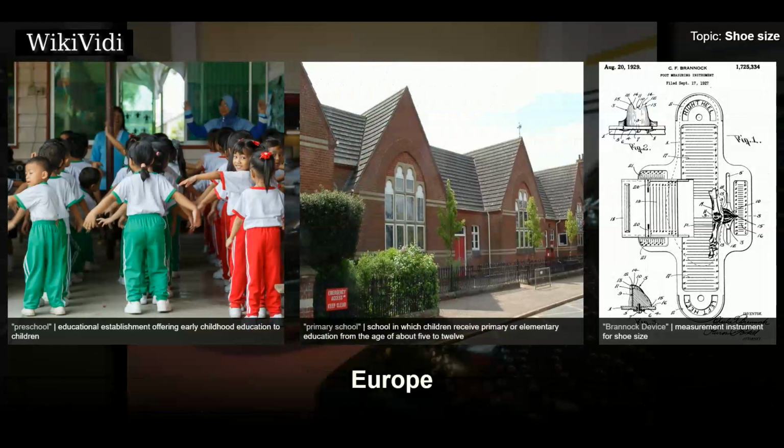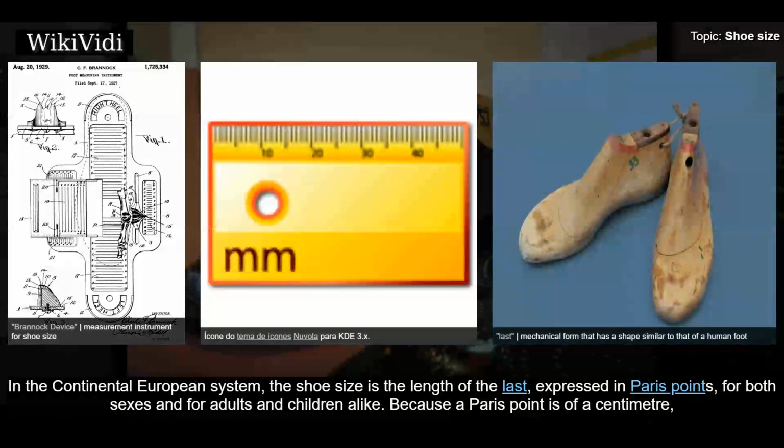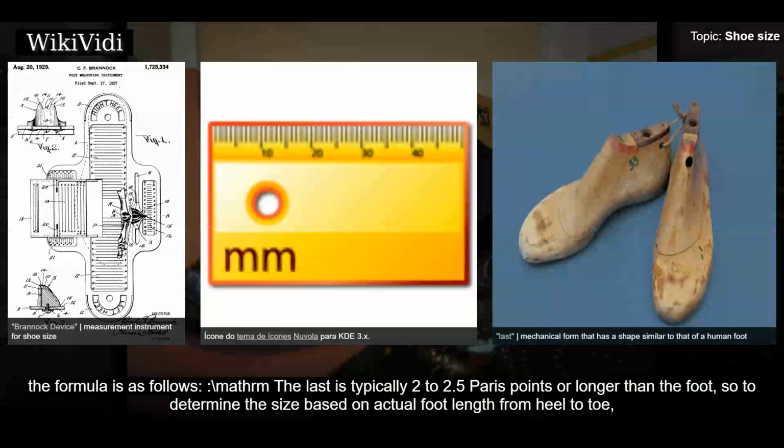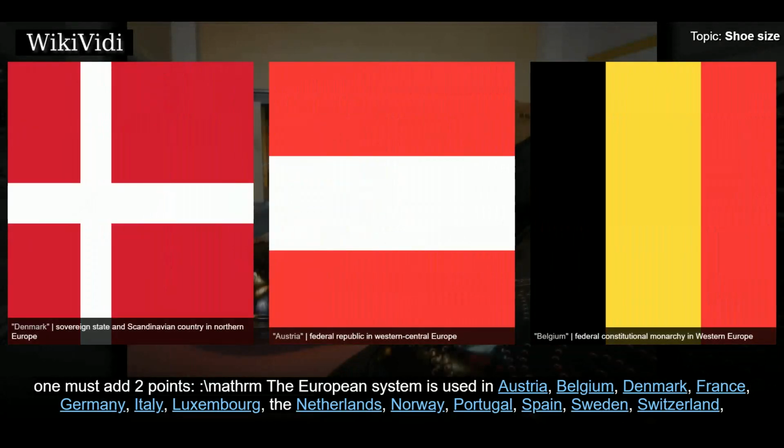Europe. In the continental European system, the shoe size is the length of the last, expressed in Paris points, for both sexes and for adults and children alike. Because a Paris point is of a centimeter, the formula is as follows. The last is typically 2 to 2.5 Paris points or longer than the foot, so to determine the size based on actual foot length from heel to toe, one must add 2 points.